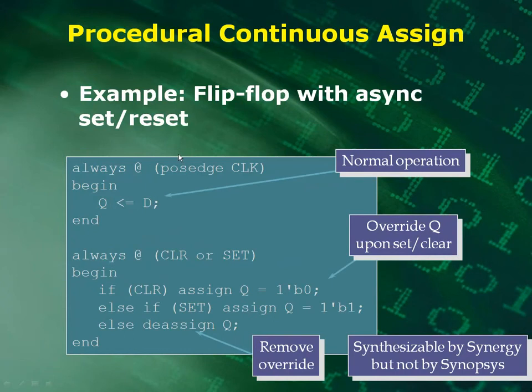And let's look at an example of a flip-flop with an asynchronous set and reset. So here there's a block that has always at posedge clock. We assign Q equal to D. So we would call this our normal operation for the flip-flop. However, if we have a clear or a set, we're going to want to override what goes out on Q. So if we got a clear, we want to set Q to 0. Otherwise, if we get a set, we're going to set it to a 1. Otherwise, deassign Q, so it will remove the override.